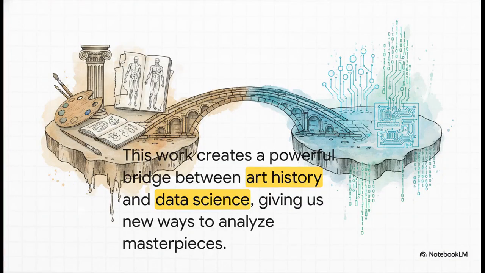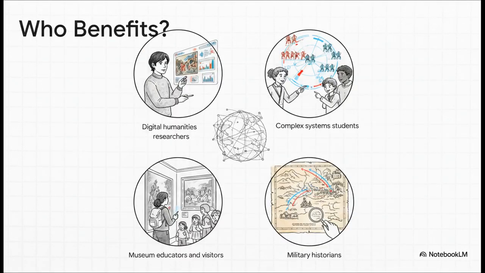What this project really does is build a bridge between two worlds that almost never talk to each other. The world of art history, which is all about interpretation, and the world of data science, which is all about numbers and analysis. It's like we're creating a whole new language to talk about and understand art. And the potential applications here are just huge. Researchers can now analyze composition with actual numbers.